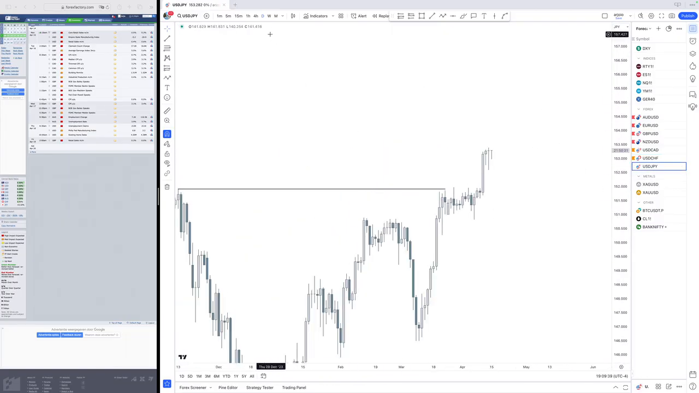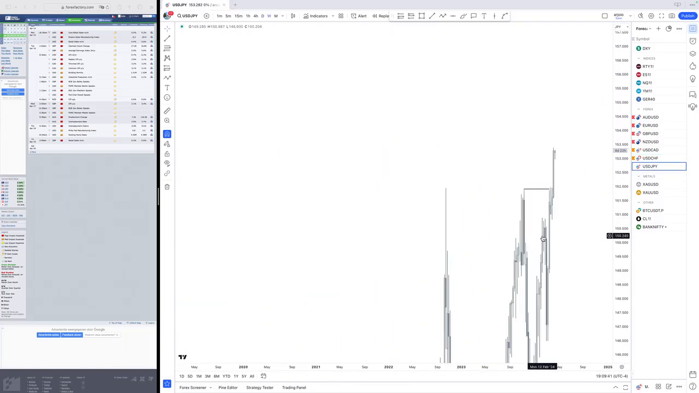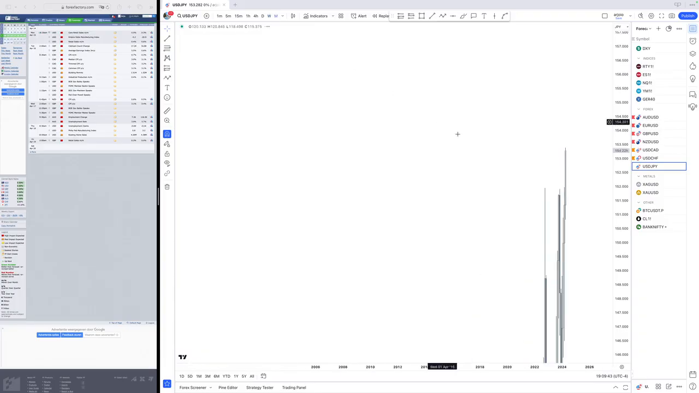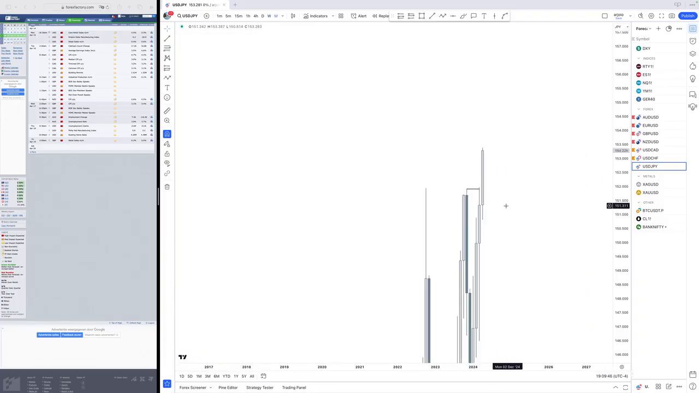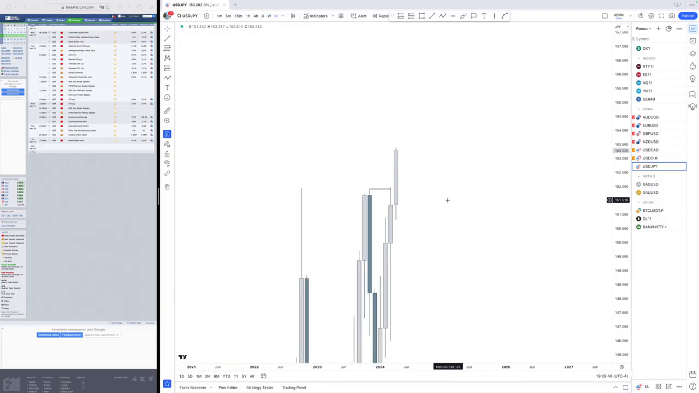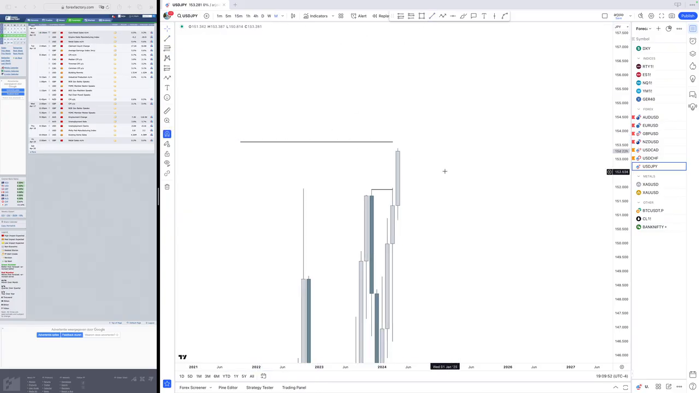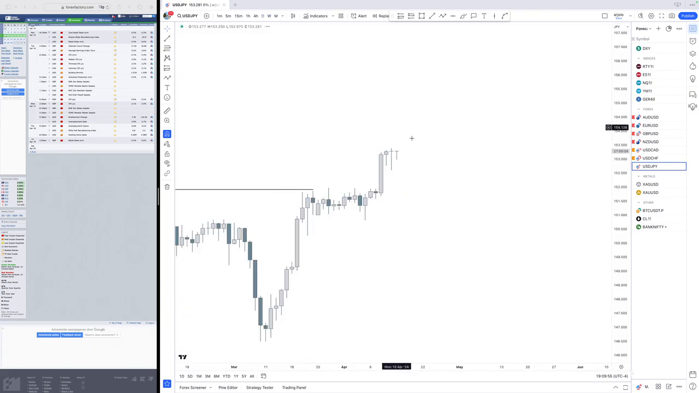US dollar JPY at an all-time high. So whenever a pair or an instrument is at an all-time high during the filtering process, I immediately move on. And the reason for that is because we can't pinpoint our target anymore towards the left right there. And when that is the case, it feels like I'm trading a little bit in the middle of nowhere.